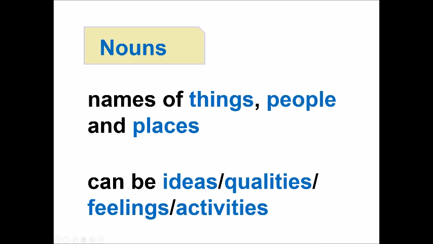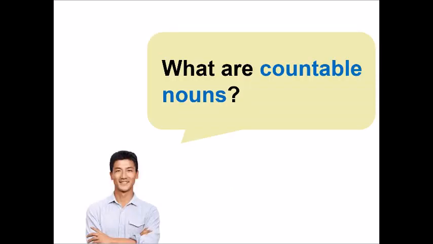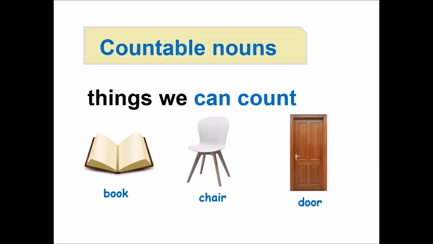Nouns are names of things, people, and places. They can be ideas, qualities, feelings, and activities. What are countable nouns? Countable nouns are things we can count, for example, book, chair, and door.